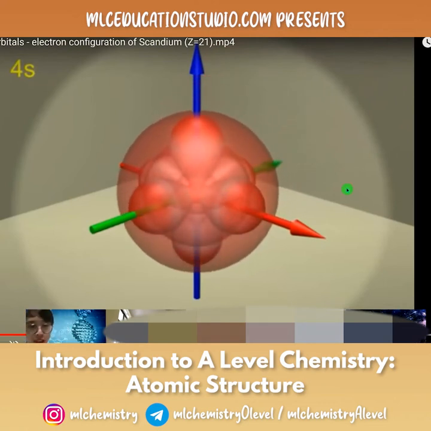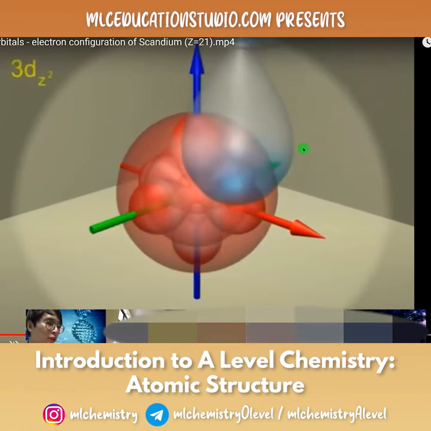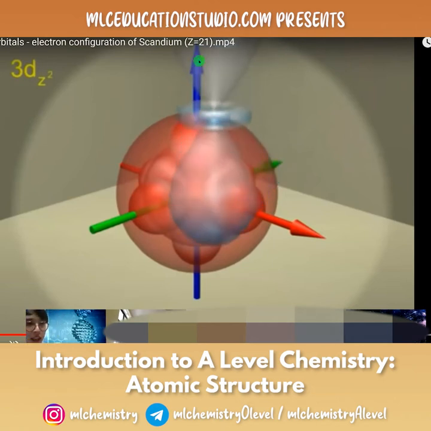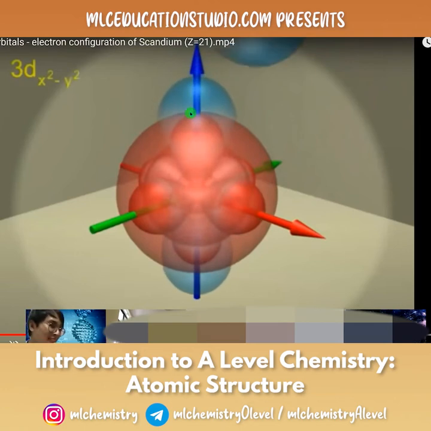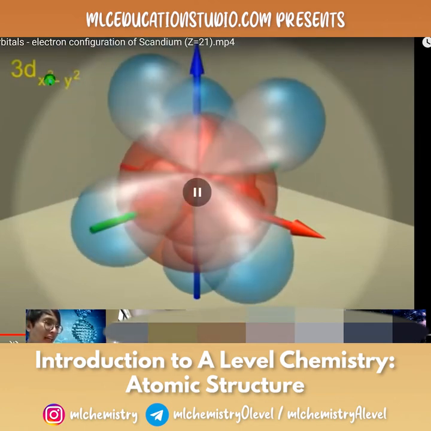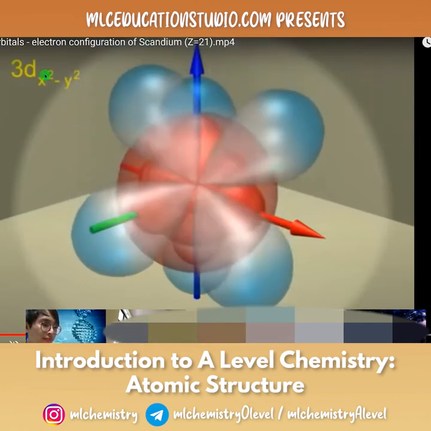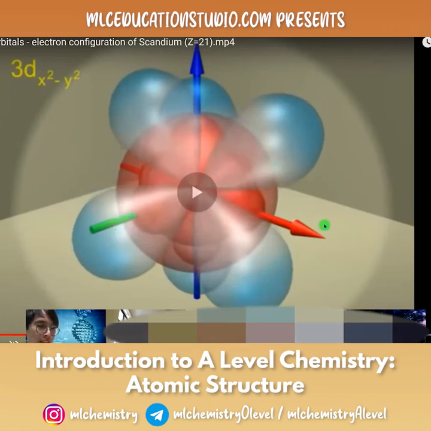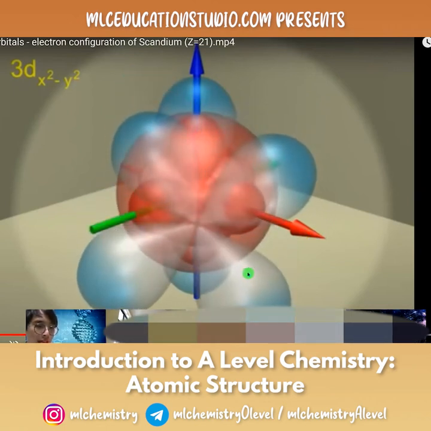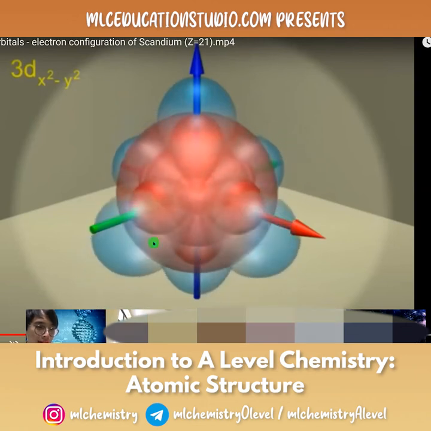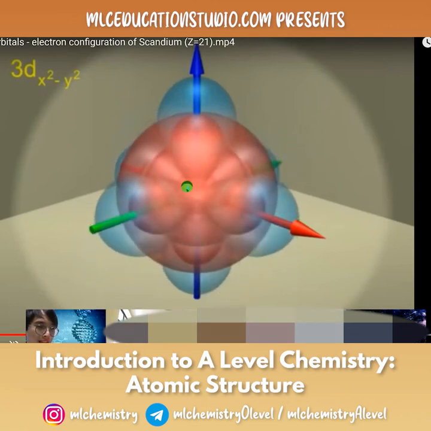Yeah, this is how the 3D looks like. This is 3D z square. Watch, it is oriented along your z axis. Okay, 3D x square minus y square. So this one is where? On the x and y axis. You will see it lies on the green color and the red color axis. Look at it going. Can you see or not?